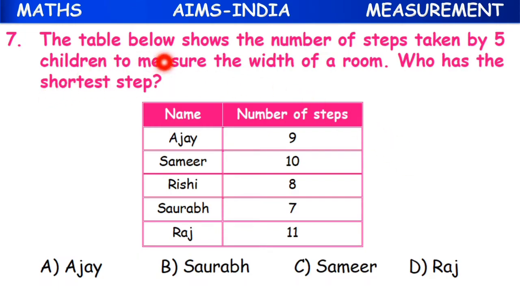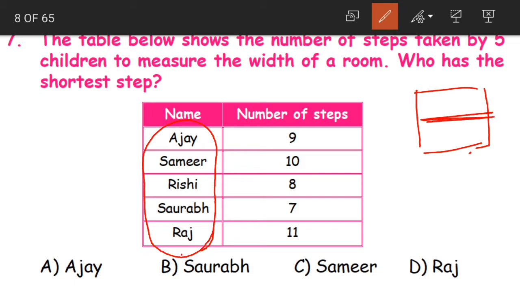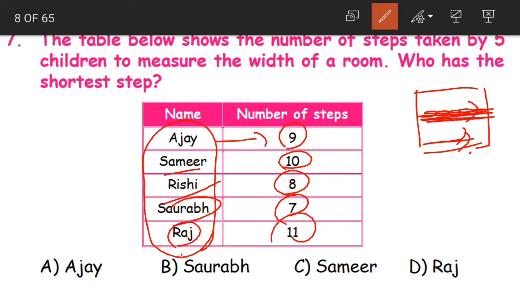Next question 7. The table below shows the number of steps taken by 5 children to measure the width of a room. Who has the shortest step? Here we have 5 children: Ajay, Sameer, Rishi, Saurabh and Raj. We have a room, and to measure the width of the room, they have taken a few steps, like 1 step, 2 steps, 3 steps, 4 steps, 5 steps. Ajay had to take 9 steps to cover the room. Sameer had to take 10 steps. Rishi had to take 8. Saurabh had to take 7 steps. And Raj had to take 11 steps.